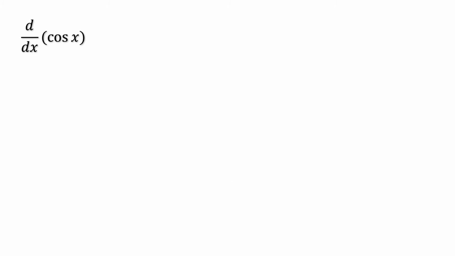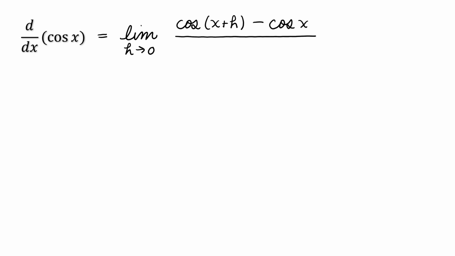Let's find the derivative with respect to x of cosine of x. We'll start by using the definition of a derivative. So this would be equal to the limit as h approaches 0 of f of x plus h, so cosine of x plus h, minus f of x, so minus cosine of x, all over h. And then to try to simplify this, we will need to use one of our identities in order to rewrite that cosine of x plus h.